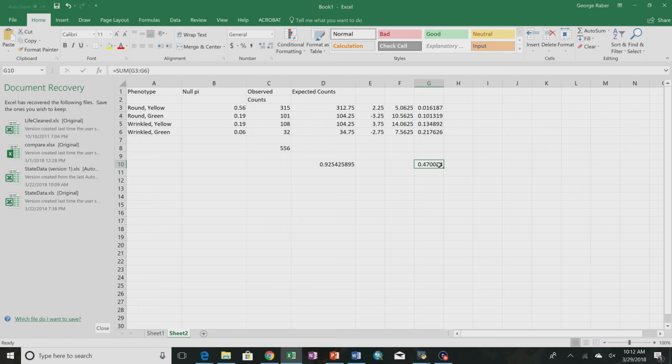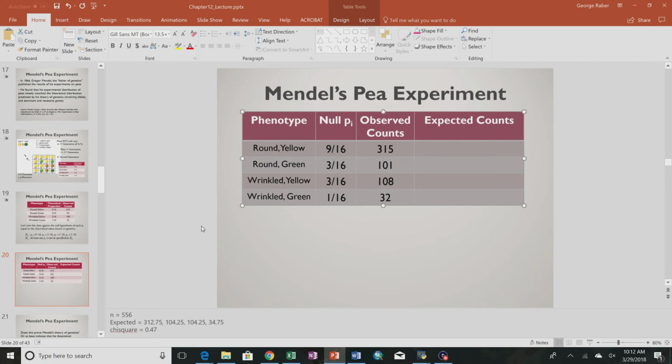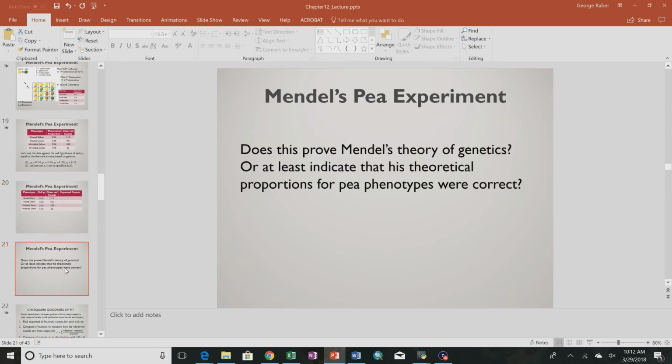Here's the exact p-value. So do we reject or accept? Accept. So Gregor Mendel is stoked because he was like, yeah, it does match, and there's a very high probability that my distribution that I observed in real life matches my theoretical distribution. So my theory could be correct, unless there's some other way to explain that theory.